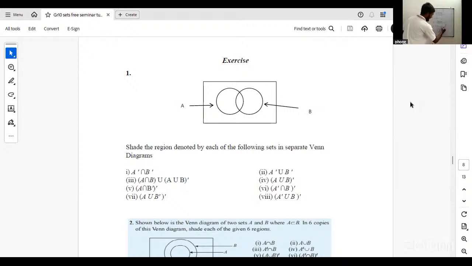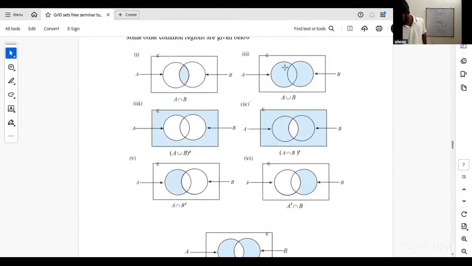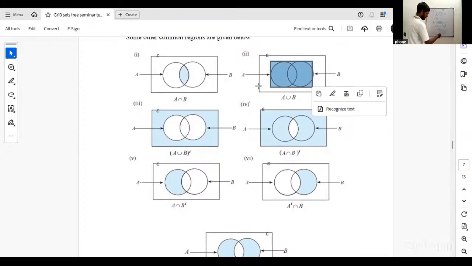So again, A union B is this part. But A is this one. This is A and B. The complement of A union B means the outside. Union means both regions, this one and the outside region.